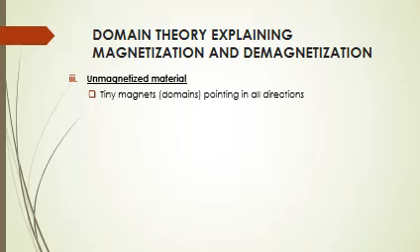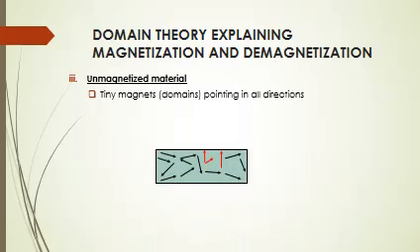So in an unmagnetized material, tiny magnets, or these domains, or these small regions known as molecular magnets, point in all directions. In other words, they point in different directions, not in the same direction. So this is our magnet. You see each and every molecular magnet pointing in a different direction. So when you see a material like this, just know that the material is unmagnetized.